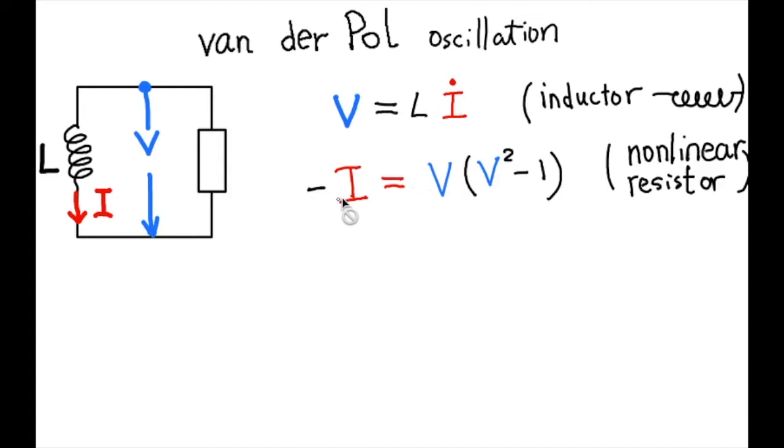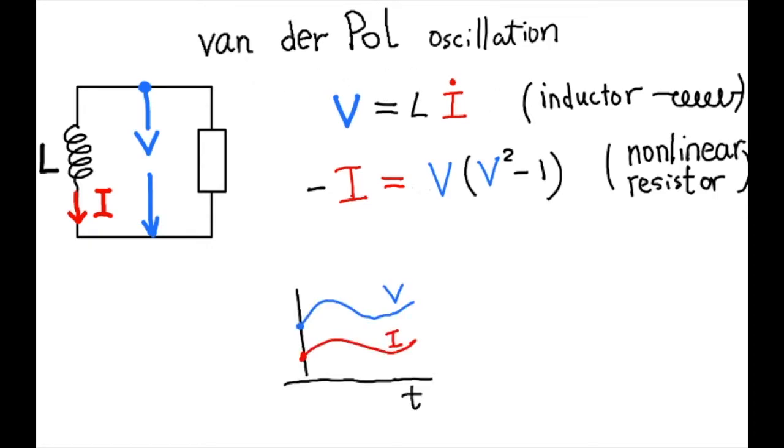We have a negative sign here because the I that I use here is going up, which is the opposite direction of the voltage decrease. So that's why we have a negative I here. Basically, we already have the differential equations for this circuit, and notice that the second equation has no derivative in it. And this formula is directly related to van der Pol.